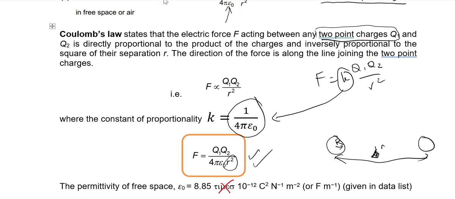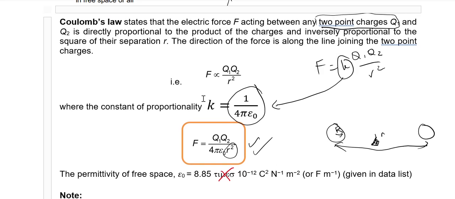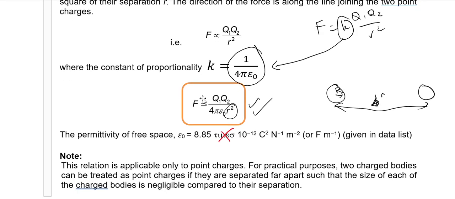So anyway, I just remind you that this is only valid for 2 point charges. So you should draw 2 point charges whenever you can to apply this formula, just to know it's between 2 point charges. What are point charges? It means the charge exists at a point only. But for practical purposes, charged bodies can be treated as point charges if they are separated far apart, such that the size of each charged body is negligible compared to the separation.